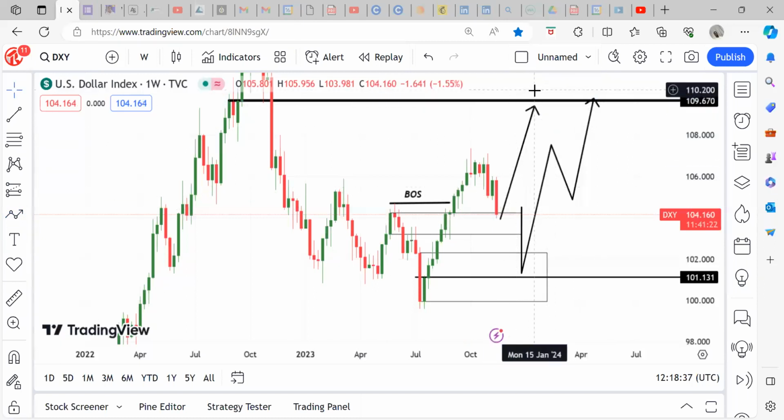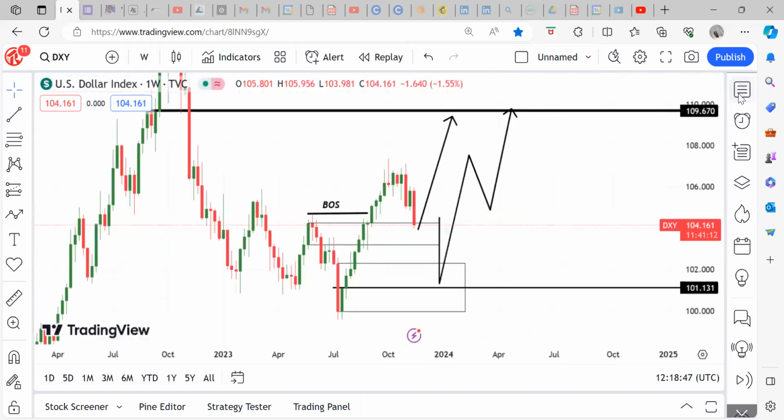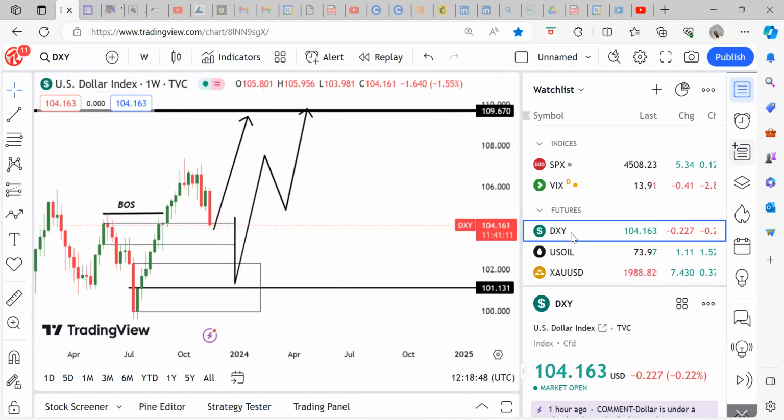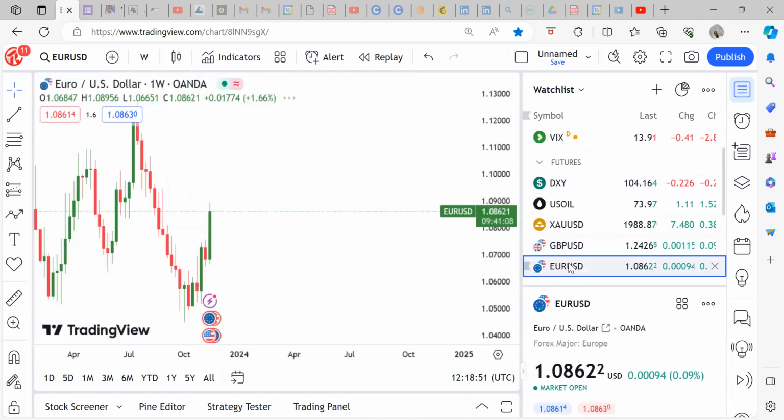It just decides to reverse from here, right? So if it reverses from here, anything is just possible, all right? So this is just it for the dollar. So let's go to the next asset, which is Euro USD.